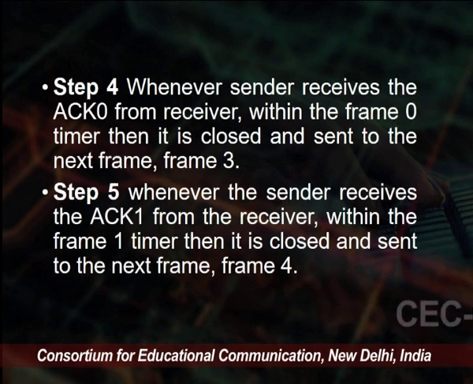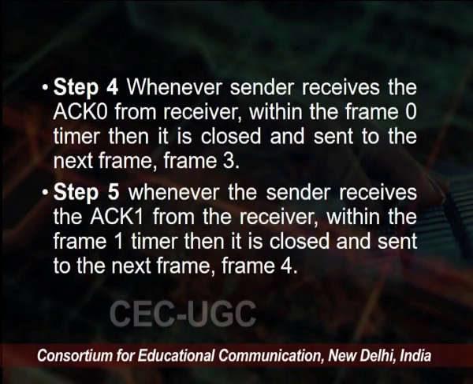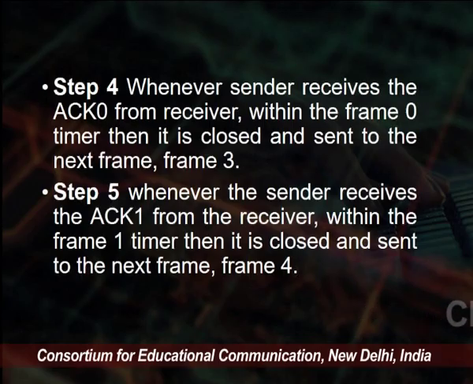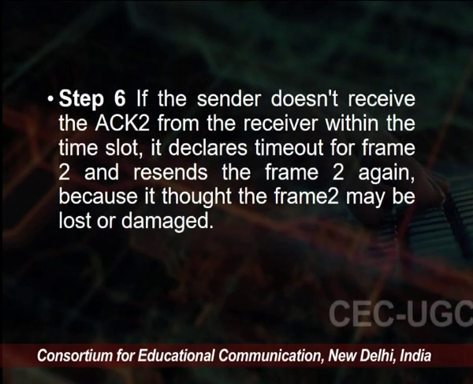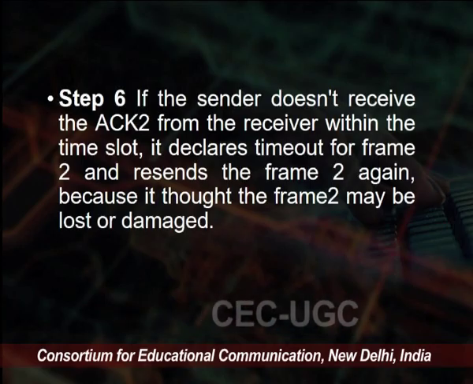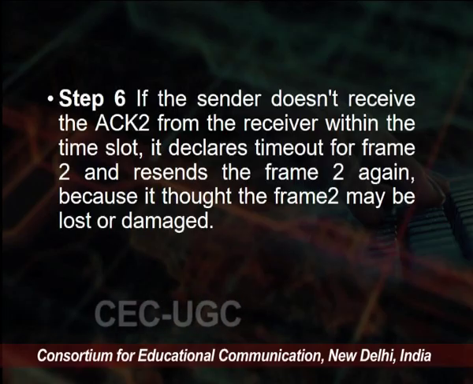So, how many frames can be sent at a particular time? That is decided by the window size of the sender and the receiver. And I have told you in the key characteristics that in selective repeat, both sender and receiver have the same size of window. Moving on to the next step in that figure, if the sender does not receive ACK 2 from the receiver within the time slot, it declares a timeout for frame 2 and resends frame 2 again, because it thinks frame 2 may be lost or damaged.